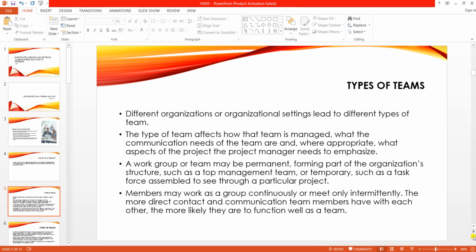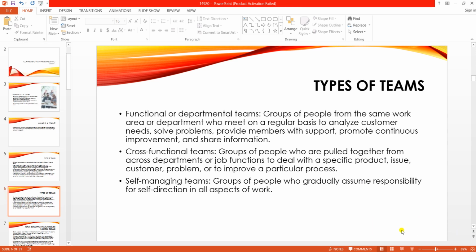And also, in terms of the types of teams that we have, we've got functional or departmental teams. In this instance, groups of people from the same work area or department who meet on a regular basis to analyze customer needs, solve problems, provide members with support, promote continuous improvement, and share information. So in this instance, we have people that meet on a regular basis.